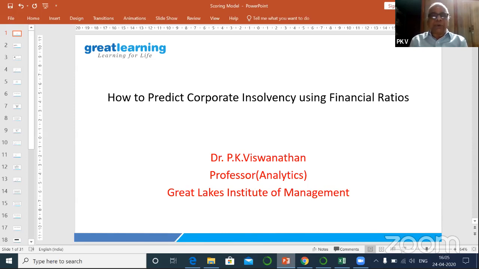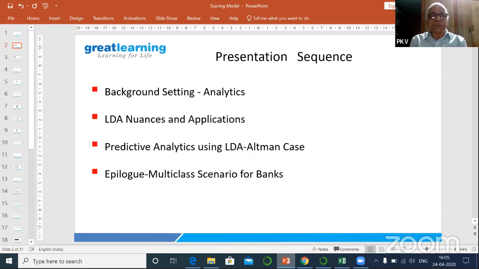First I will give you the agenda or the presentation sequence. Background setting in analytics. The linear discriminant analysis, LDA, its nuances and applications. Predictive analytics using this technique, illustrated through the classic Altman's paper in the Journal of Finance. And then as epilogue and conclusion, how do we think about multi-class scenarios for banks? I have something to tell you on that, and that will be the whole sequence. We will follow that, and let me try to do it as lucidly as possible.